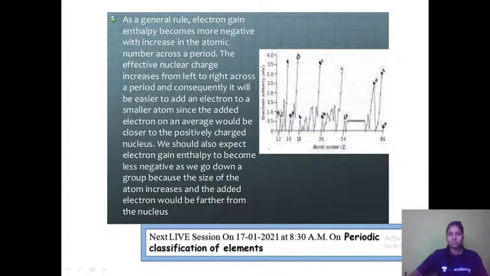In general, electron gain enthalpy becomes more negative with increase in atomic number across the period, that is from left to right. The effective nuclear charge increases from left to right across a period, and consequently it is easier to add an electron to a small atom, since the added electron on average would be closer to the positively charged nucleus. We should also expect electron gain enthalpy to become less negative as we go down a group from top to bottom, because the size of the atom increases and the added electron will be away from the nucleus.